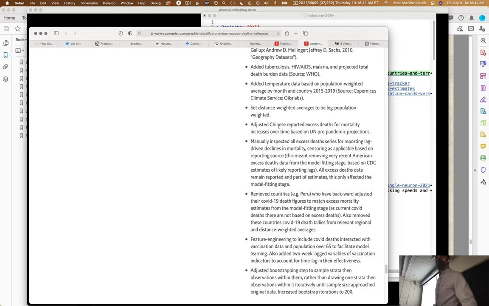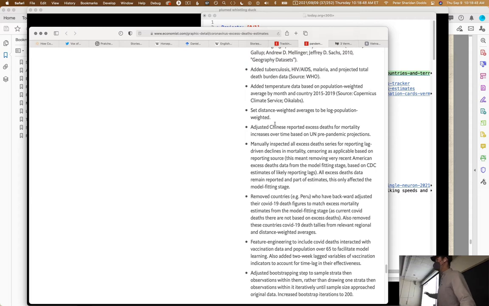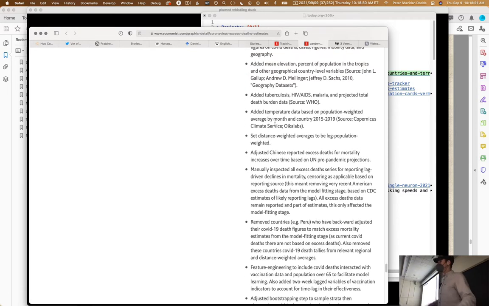So China's had a special treatment here, for example, right? I don't know if you can read that, but they're trying to adjust things for it, because they just don't have the data.